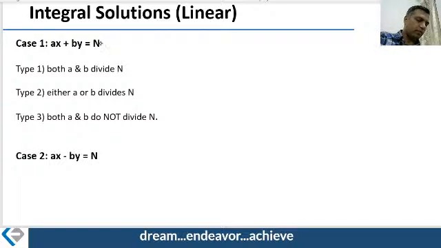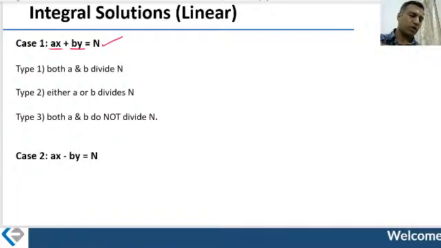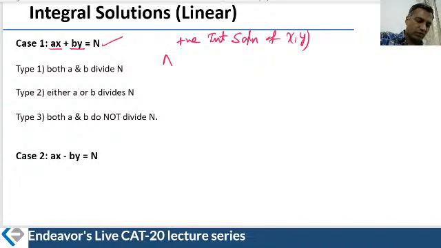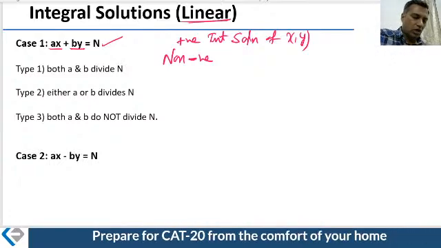First part is what? Positive ax plus by is equal to a natural number. Questions either ask for the positive integral solutions of xy, first remember this, or they may ask for non-negative. These are the most popular questions, two popular types. Under the linear, non-negative integral solutions of the xy pair.